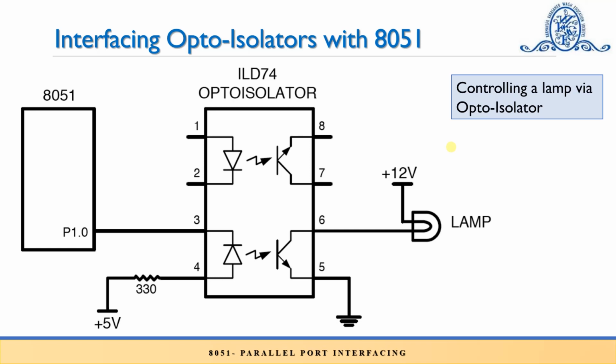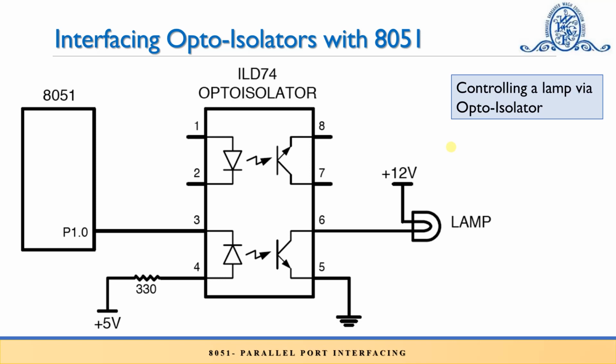In this case, the low signal at pin 1.0 will activate this circuitry, because the anode is connected to the positive 5 volt supply, and when this pin will be 0, that time the LED will conduct, it will emit light, and the light will be incident on the base of the photo transistor, and it will conduct, and as it conducts, the 12 volt supply will get connected to the lamp, and the lamp will glow. So when this P1.0 will be low, that time the lamp will glow.